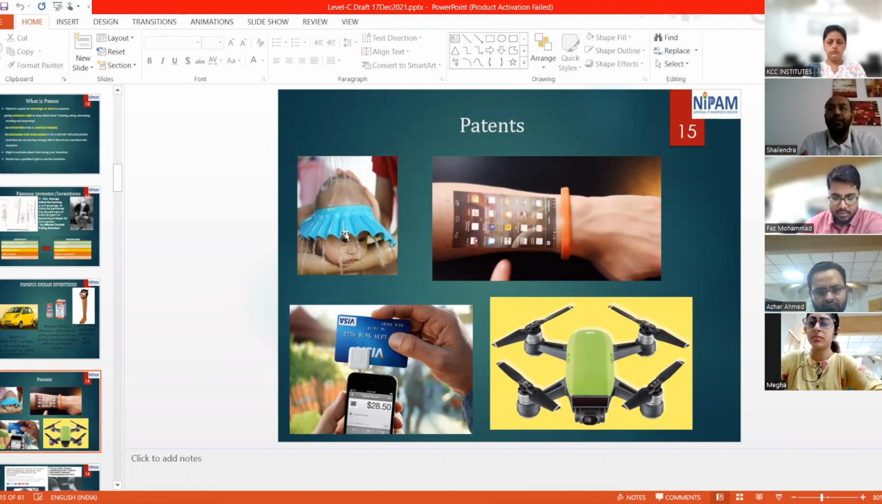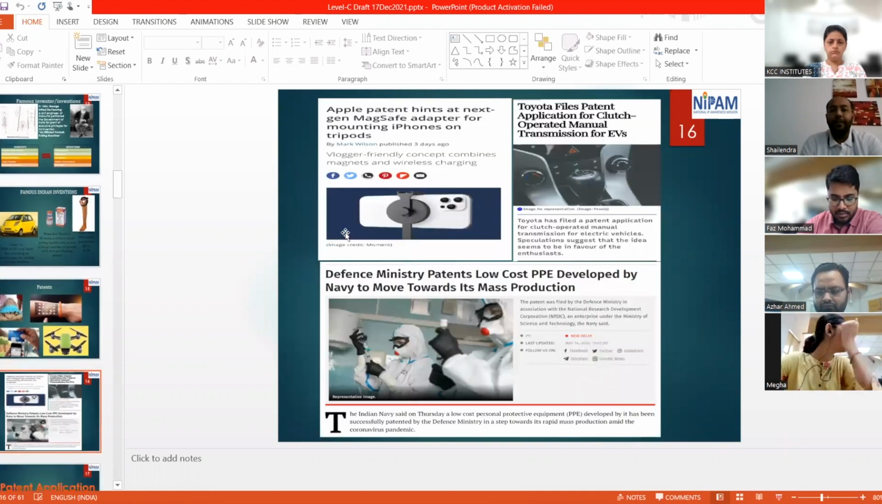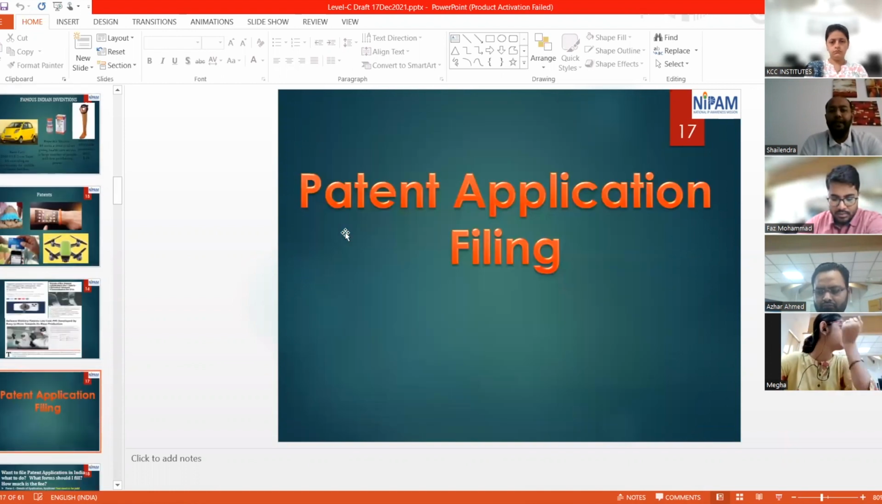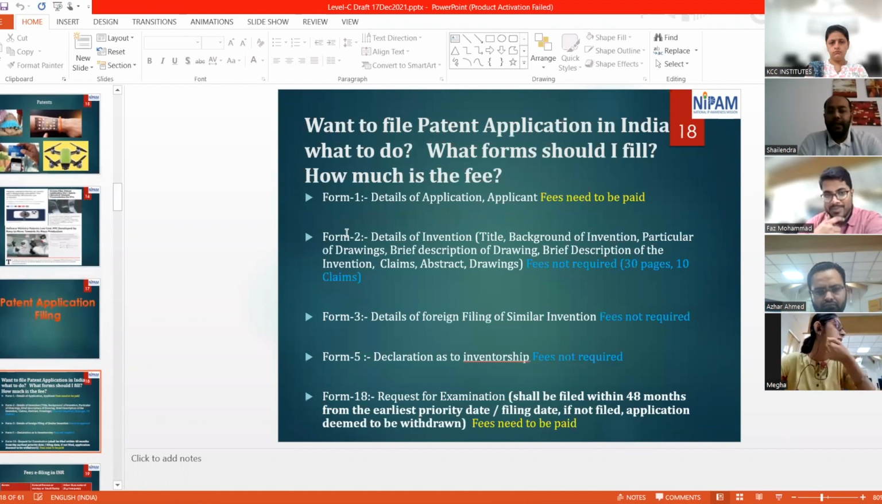So like these, there are so many other products in the market with so many technologies which are useful to the people. Now the patent filing we will discuss.